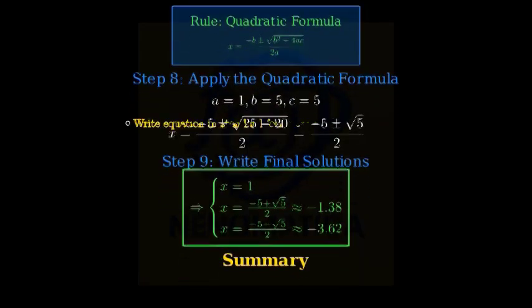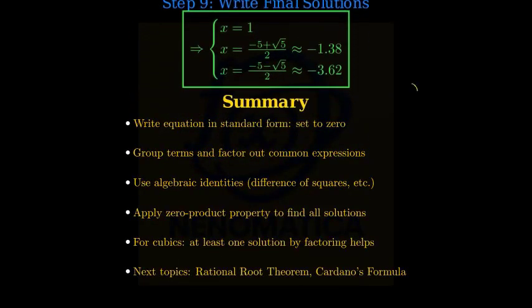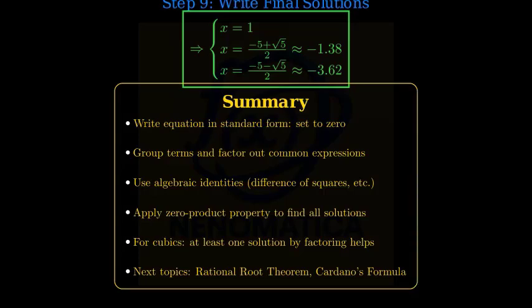Let's summarize what we've learned about solving cubic equations by factoring. First, we need to write the equation in standard form with 0 on one side. Next, we look for ways to group terms and factor out common expressions. Then, we apply algebraic identities like the difference of squares to further simplify. Finally, we use the zero product property to find all solutions. This method works well when at least one root can be found by inspection or factoring.